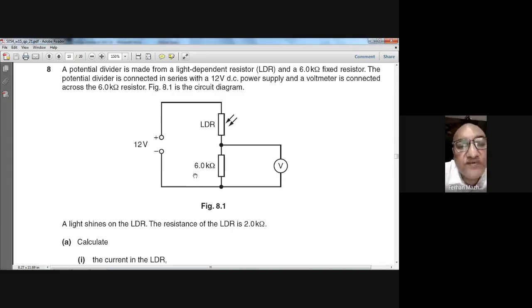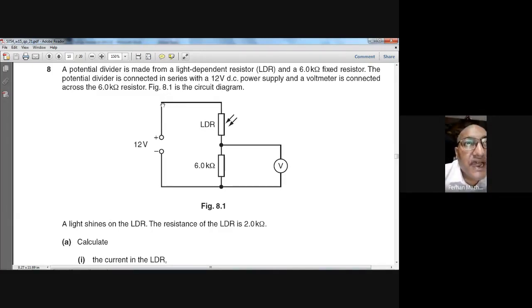So I know the total resistance of the circuit. I know the EMF of the battery. So I can calculate how much current is coming from the battery. The formula is EMF divided by the total resistance of the circuit. So the EMF of the battery is 12 volt divided by the total resistance of the circuit, 8000 ohm. So 12 divided by 8000 and the answer will be 1.5 times 10 to the power minus 3. So the current from the battery will be 1.5 times 10 to the power minus 3 amperes. It will be ampere. Sorry, I said ohm.